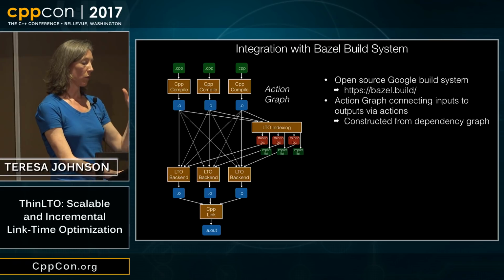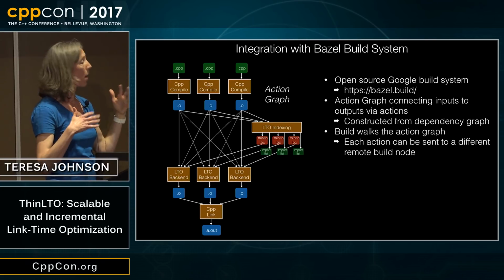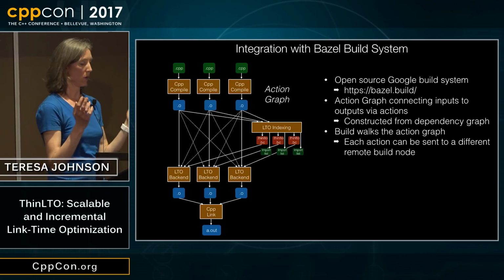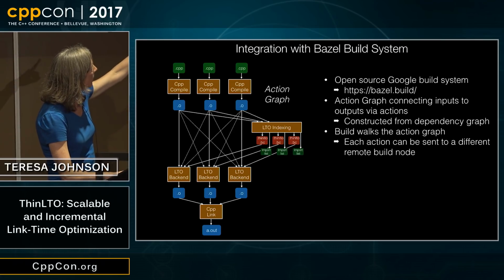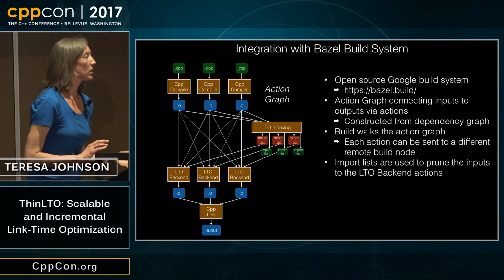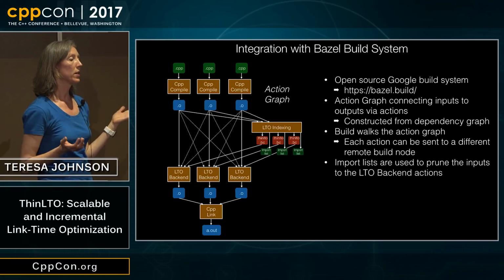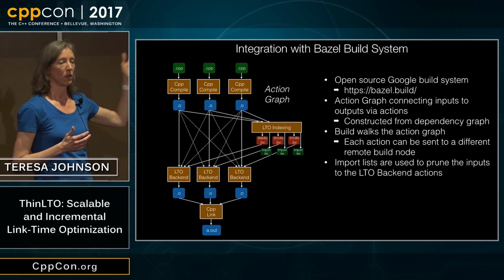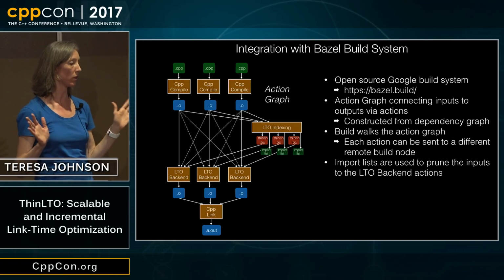And so what we do then, once this is built, is Bazel goes ahead and walks through the action graph and sends off each action, when its inputs are ready, to a potentially different remote build machine. But you'll notice here that I have some dashed lines in the middle, connecting essentially all of the IR object files to every single LTO backend action. The reason is that because we're building this action graph before we've actually done any compilation, we have no idea what IR object files each LTO backend wants to import from. So at least initially, we have to conservatively connect all of them together.